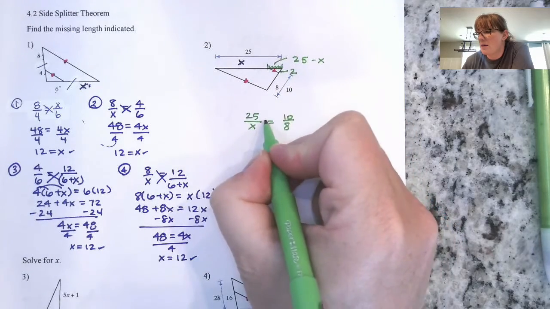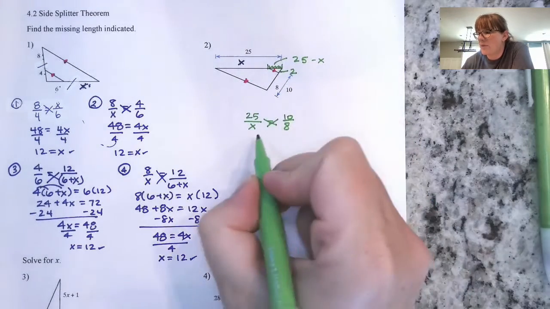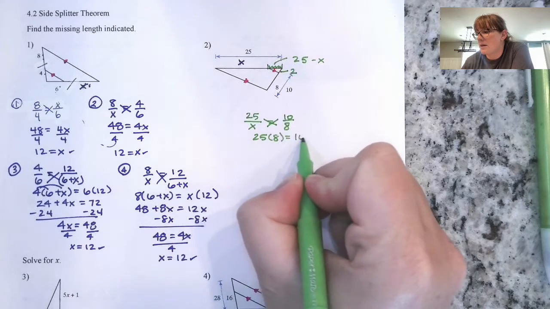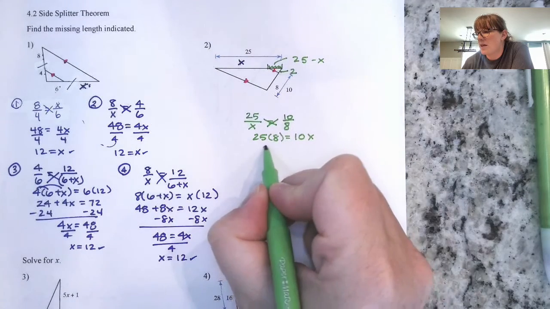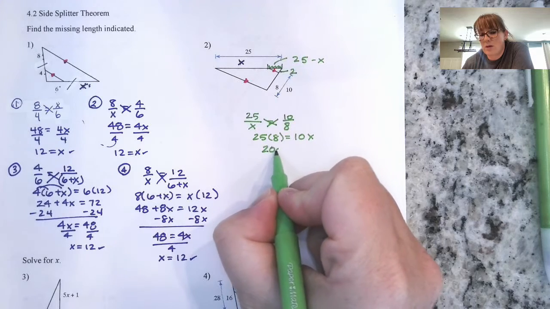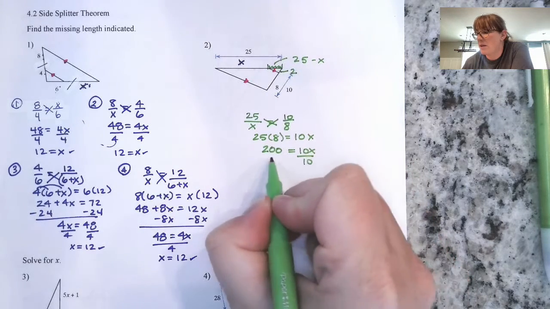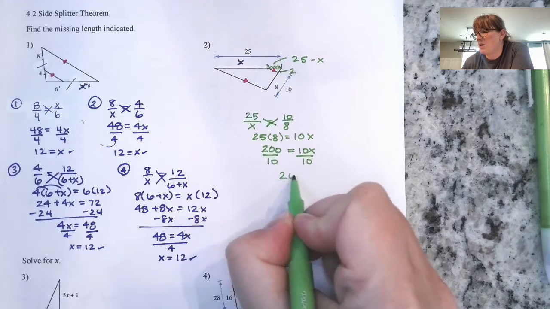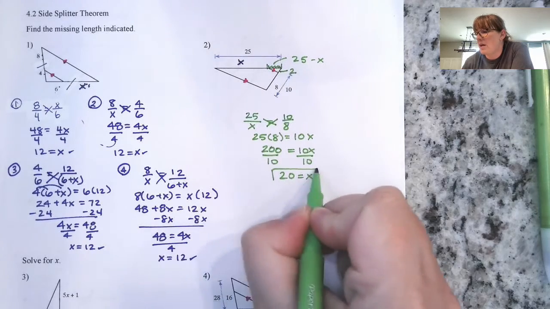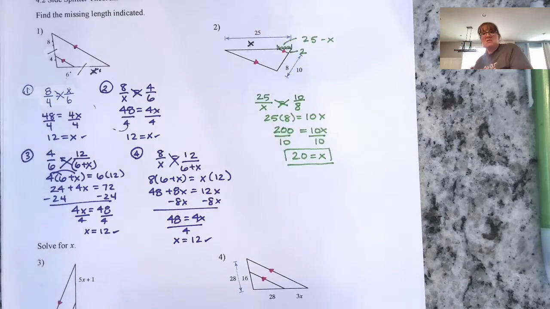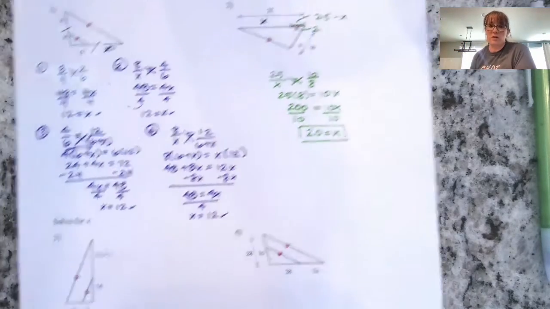Over the piece, cross multiply it. So we get 25 times 8 and 10 times x. 25 times 8, that is 200, equals 10x, divided by 10, divided by 10, 20 equals x. Okay, if you did this a different way, that's fine, and you got the same answer, no big deal. Like I said over here, we have 4 different ways we could do this.